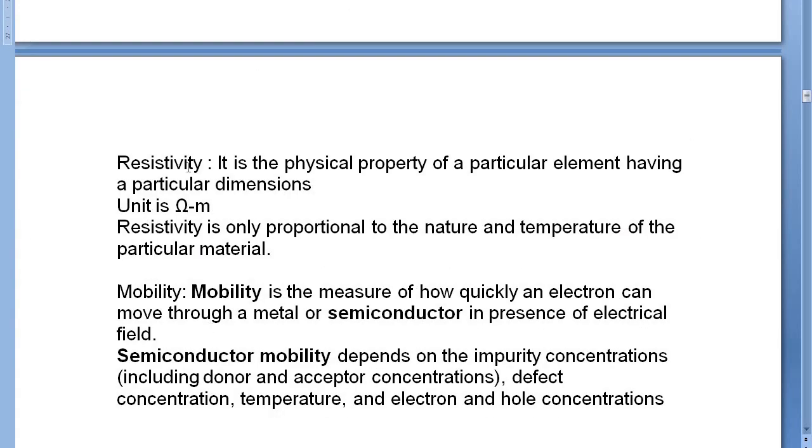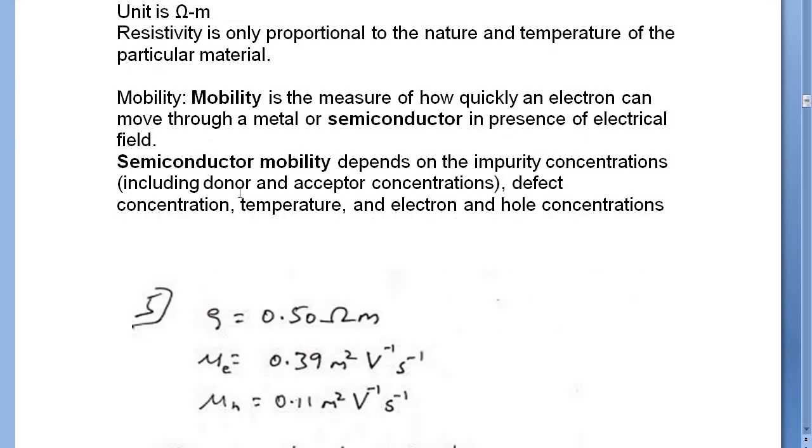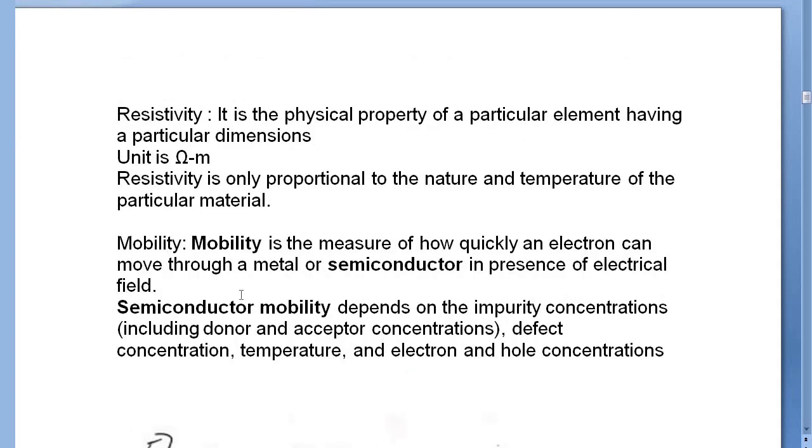First of all, let us see what is the meaning of resistivity. We are not only doing problems, but we must also learn some theory. Resistivity is a physical property of a particular element having particular dimensions. The unit of resistivity is ohm meter, whereas resistance is in ohms. Resistivity is proportional only to the nature and temperature of the particular material.